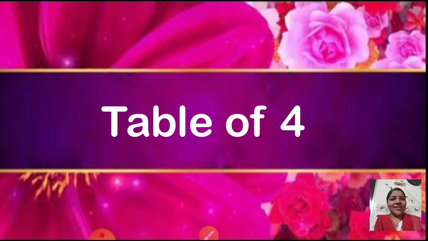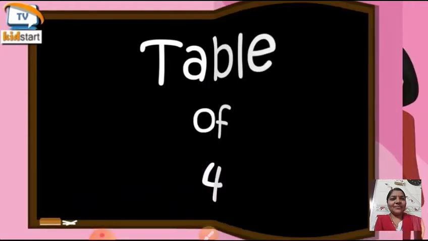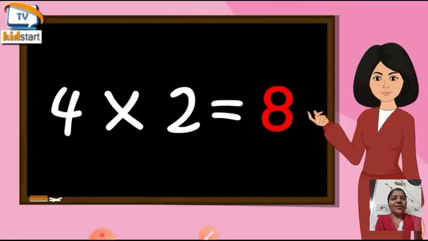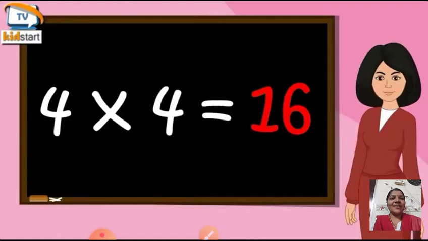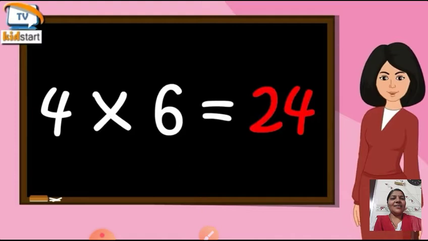And children, today we are going to learn table of 4. So all the children are going to repeat after me. Look at the screen. See, 4 ones are 4. 4 twos are 8. 4 threes are 12. 4 fours are 16. 4 fives are 20. 4 sixes are 24.